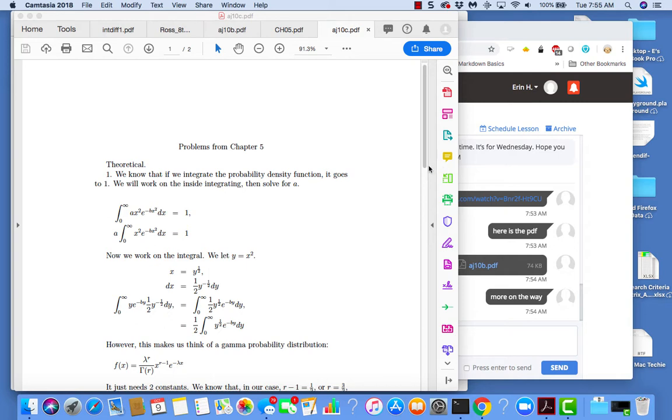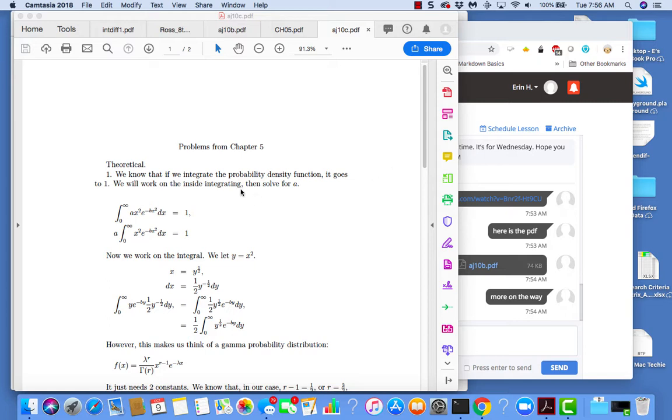Okay, here are the theoretical problems. The first one's a little intense, but the second one is pretty straightforward. Something to think about before we start on problem one: if I have a probability density function and I integrate across its limits, it's going to go to 1. That's just by definition, and we're going to use that.